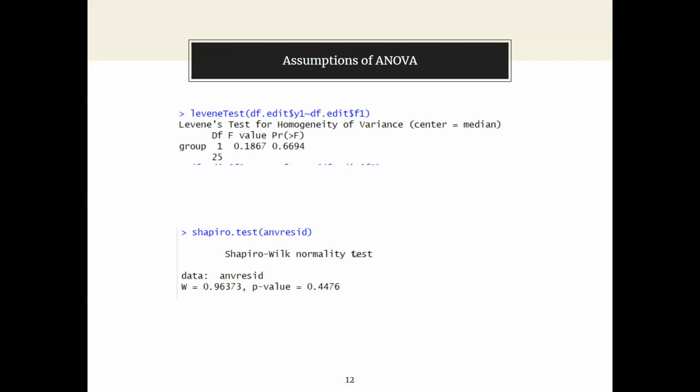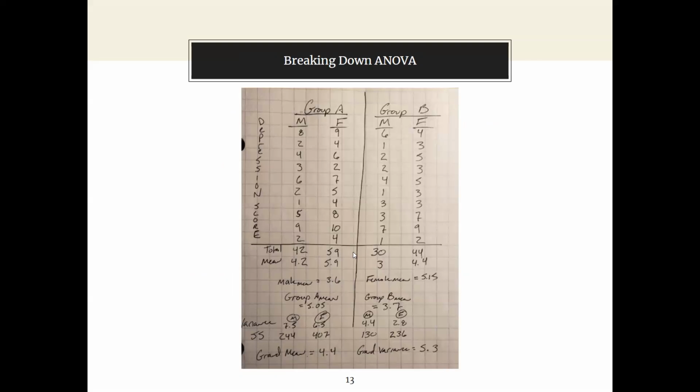So if we break down what it is to do an ANOVA, we can see here, this is our calculations by hand, that we can calculate our variance just like we did with regression. And what we do with ANOVA is we compare them between different groups. So in this example, we have some random data that we made up.